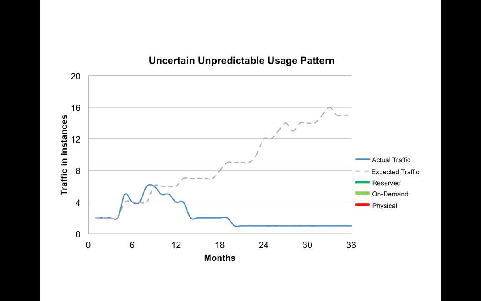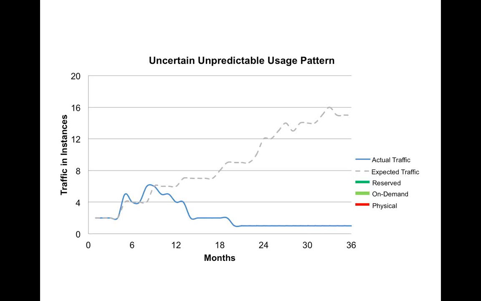So the first example here for uncertain, unpredictable usage patterns, I've got 2 lines. I've got a blue line, which is the actual traffic. So this is in hindsight, when we look back. This is what actually happened.